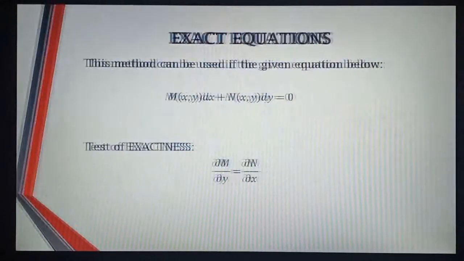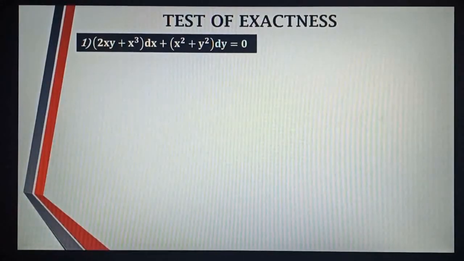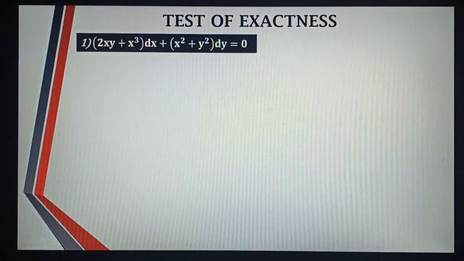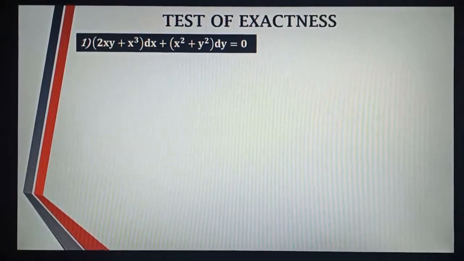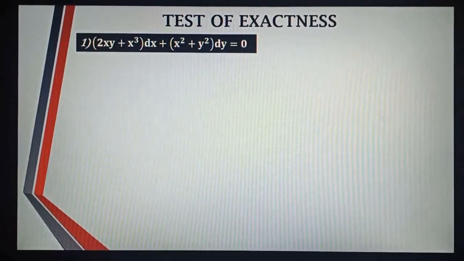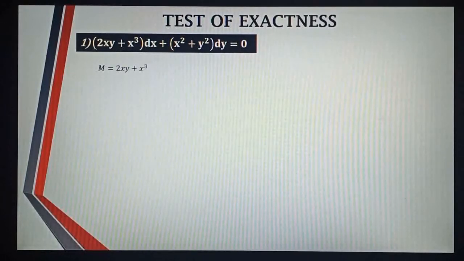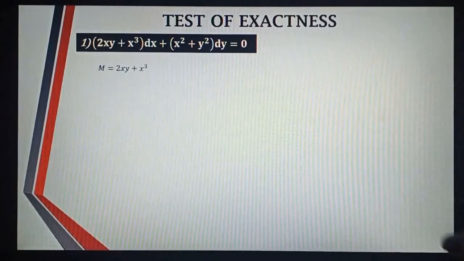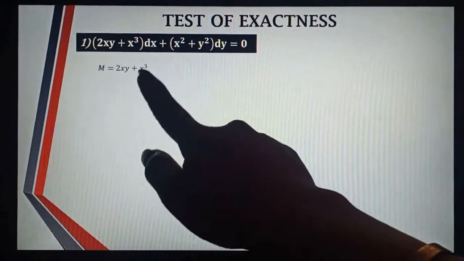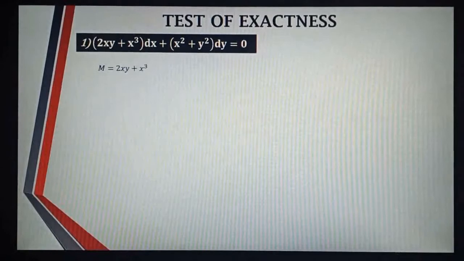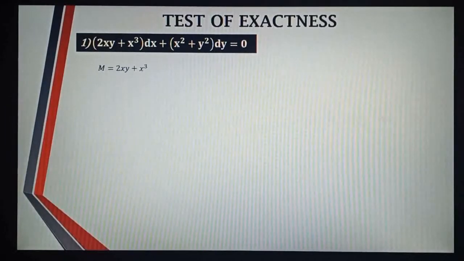So, for example, you were given the quantity of 2xy plus x cubed multiplied to dx plus the quantity of x squared plus y squared multiplied to dy equated to 0. So you have to identify the M and the N. Let's say your M is 2xy plus x cubed, which is multiplied to dx. So let's differentiate it with respect to y.